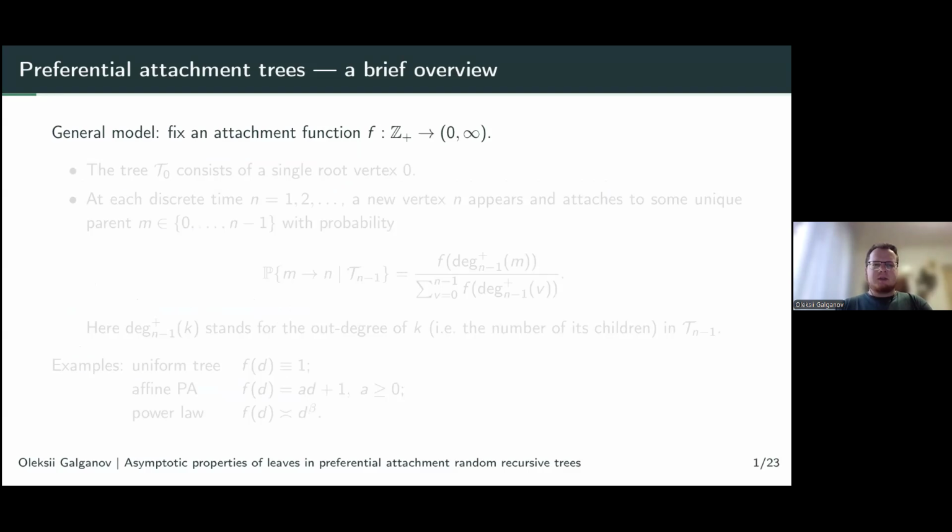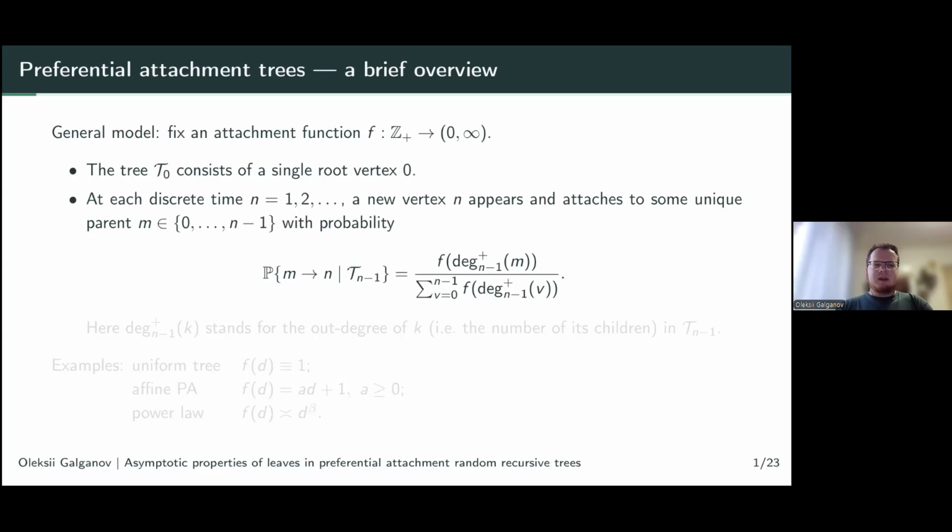We fix an attachment function f from positive integers to positive real numbers. The first tree, T0, consists of a single root vertex 0. Then at each discrete time 1, 2, and so on, a new vertex appears and gets attached to some unique parent with probability proportional to this attachment function f evaluated on the number of children of this vertex in the tree. You can see the formula here.